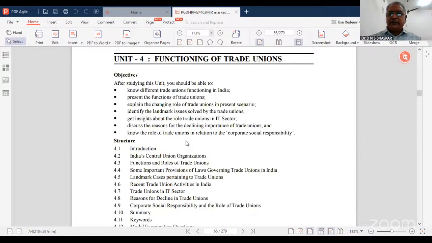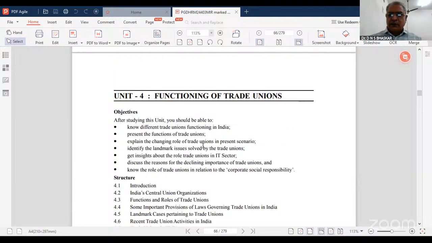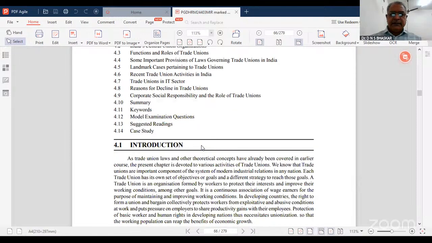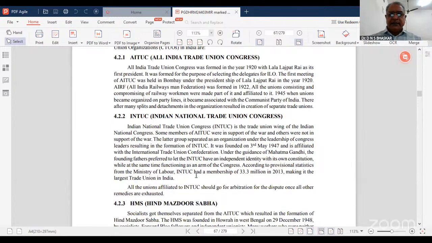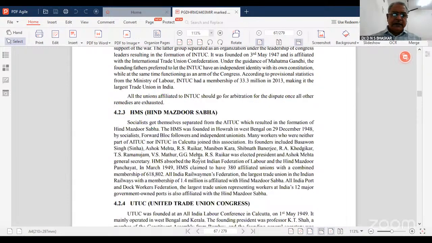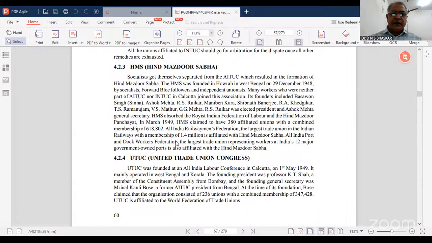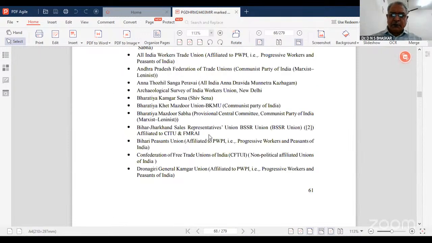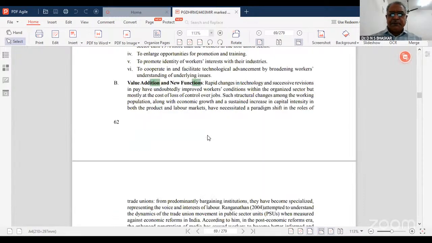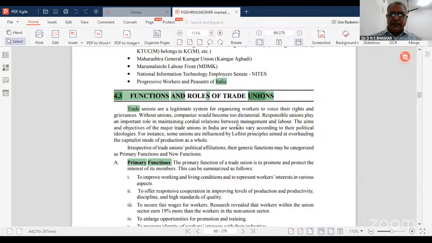Now, functions of the trade unions. Already we studied more in the previous lesson, and today's lesson is also about the trade union center. As I told you, a trade union is a group of members. What are the various major trade unions? We all know AITUC, All India Trade Union Congress, INTUC, Indian National Trade Union Congress, HMS, that is Hind Mazdoor Sabha, and the United Trade Union Congress. These are the various prominent trade unions.